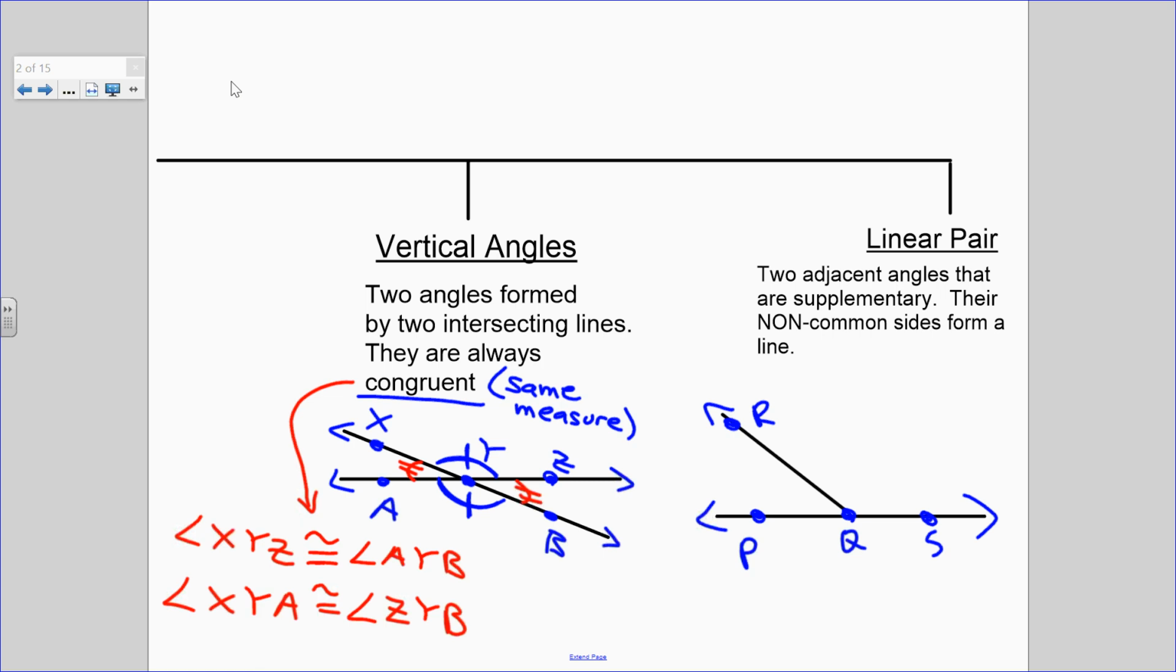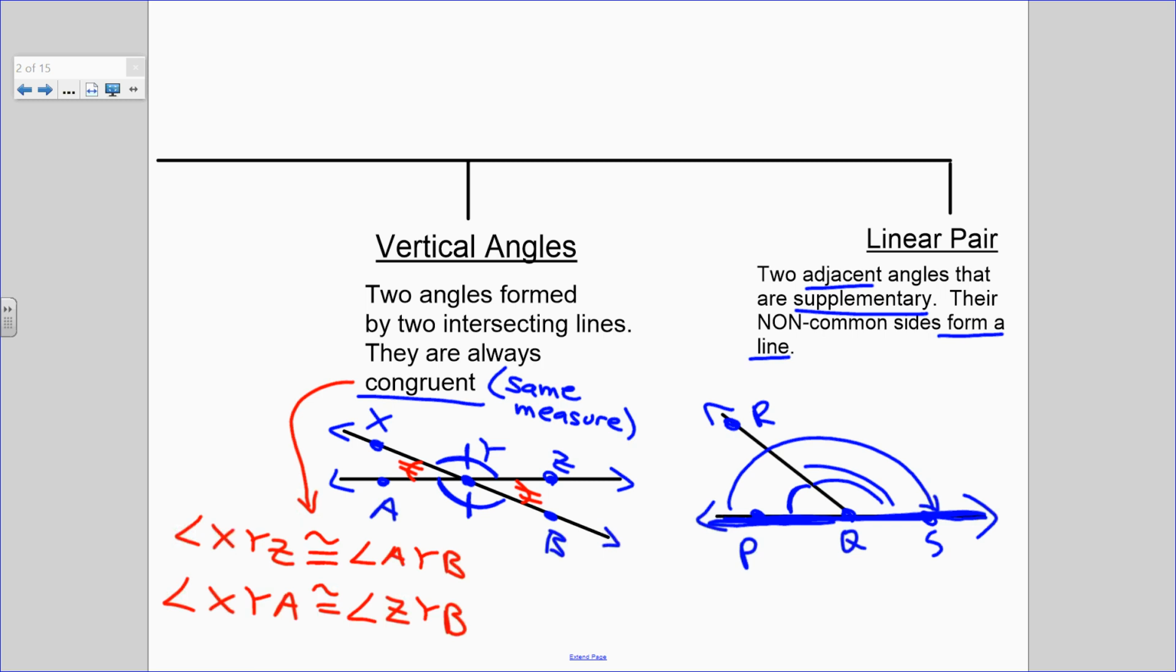So notice angle PQR, that's this angle, and angle RQS, that's this angle. They're adjacent because they're right next to each other, and they're supplementary. That means they add up to be 180. Because notice if you go from here and rotate all the way over here, you're going to have half a circle, which is 180 degrees. And look, it's a straight angle. And look at their non-common sides right here, highlighted in blue. Their non-common sides form a line. So this would be a linear pair.